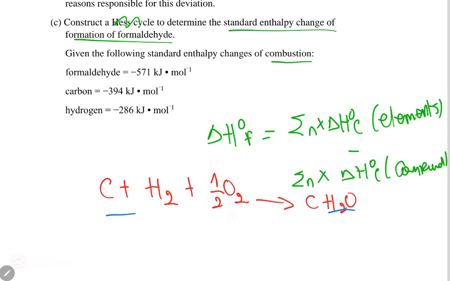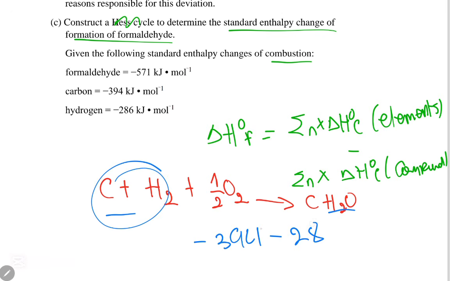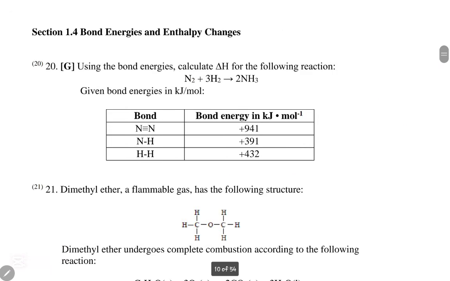So what do we say in this scenario? We find these. So minus 394 plus minus 286, all of this minus what? Minus minus 571. I put it on the calculator, I'll get an answer which is minus 109 kilojoules per mole. We'll now move on to question number 20, which is bond energies and enthalpy changes.